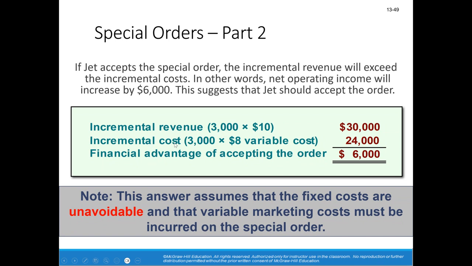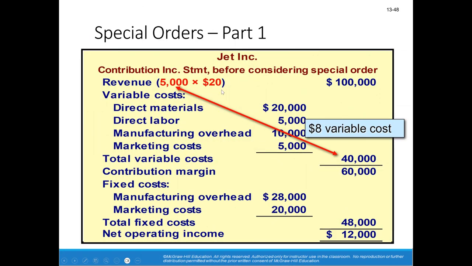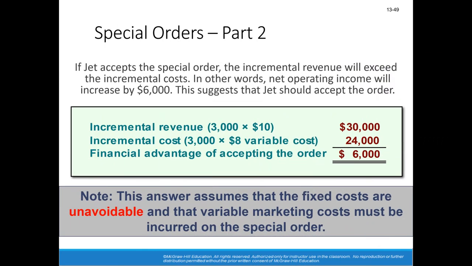So what are the incremental costs? The only incremental costs are going to be the variable cost of $8. Okay. $8 variable cost. That's direct material, direct labor. There will be no marketing cost. The manufacturing overhead will just be spread a little wider. So even though we're selling this for half of what we normally sell it for, we would have a 50% increase in our profit.